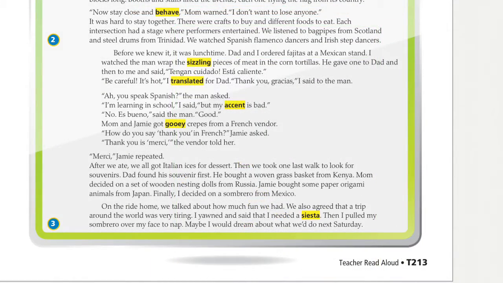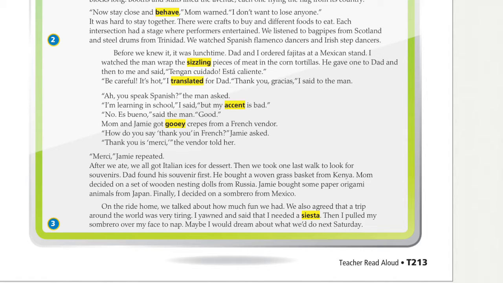Before we knew it, it was lunchtime. Dad and I ordered fajitas at a Mexican stand. I watched the man wrap the sizzling pieces of meat in the corn tortillas. He gave one to Dad and then to me and said, "Tengan cuidado, está caliente." "Be careful, it's hot," I translated for Dad. "Thank you, gracias," I said to the man.